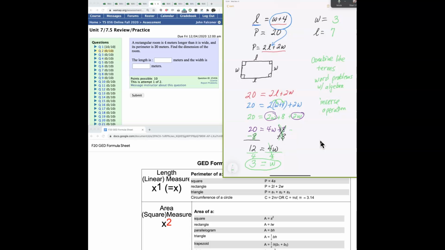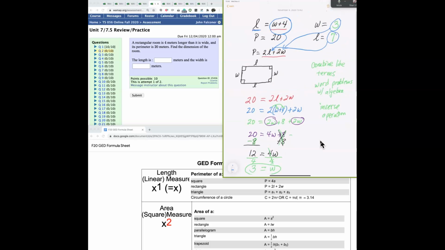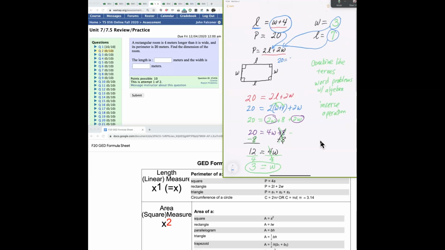The other thing that we already knew was that P is equal to 2 times L plus 2 times W, and that should be 20. So if we plug in our L value here where the L is, and our W value here where the W is, we will have P, which is 20. 20 is equal to 2 times 7 plus 2 times 3, which is to say 20 is equal to 14 plus 6, which is to say 20 is equal to 20, which means that these are the correct numbers.